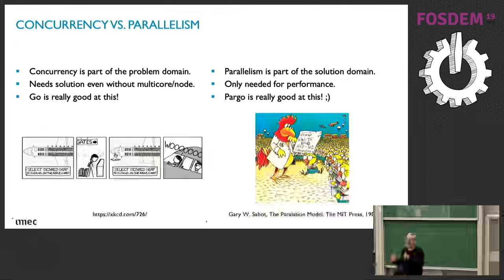Now, sometimes it gets confusing because, of course, you also want your concurrent programs to be fast. So bringing multi-cores and multi-nodes to concurrent programs actually makes sense. But it's still important to keep these concepts separate in your head.